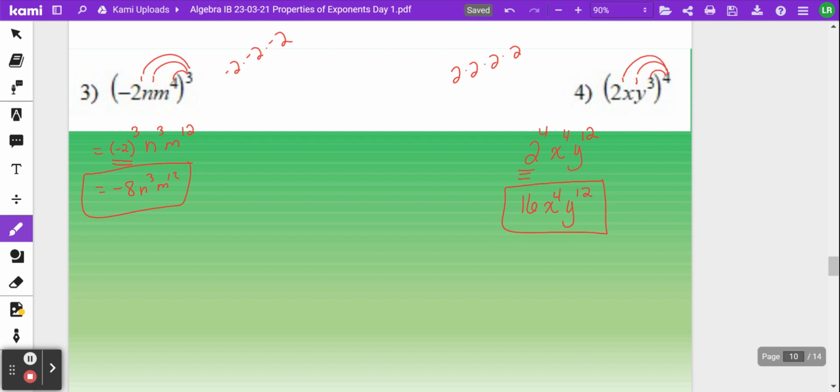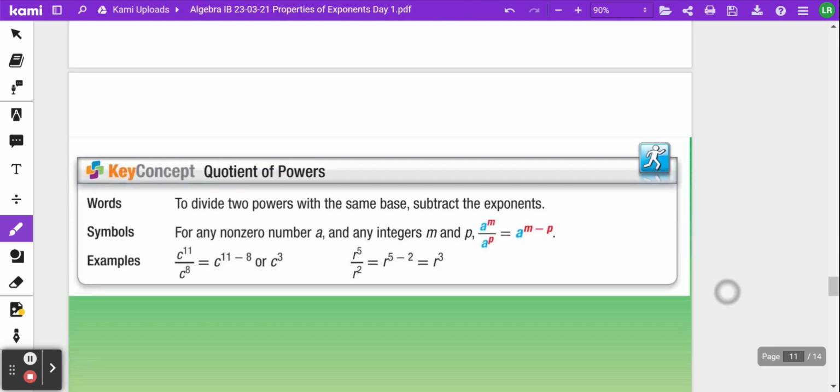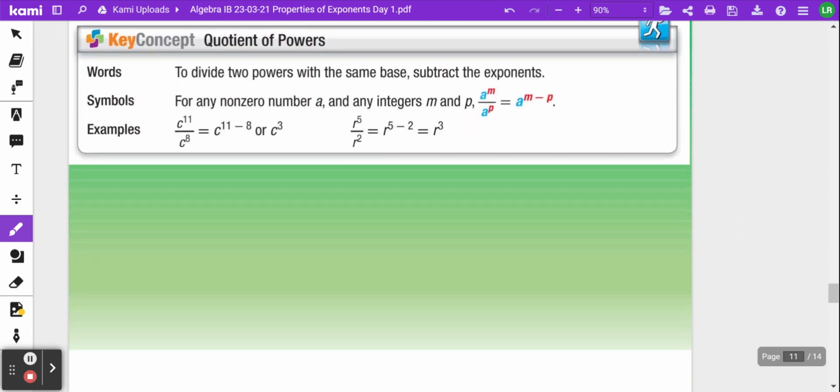Okay, and that is the power property. The last one that we're going to look at is the division property. Okay, and with the division property, problems look like this. The general rule is if we are dividing same bases, we get to subtract the exponents. So division, we subtract. So 11 minus 3 would end up being c to the third.